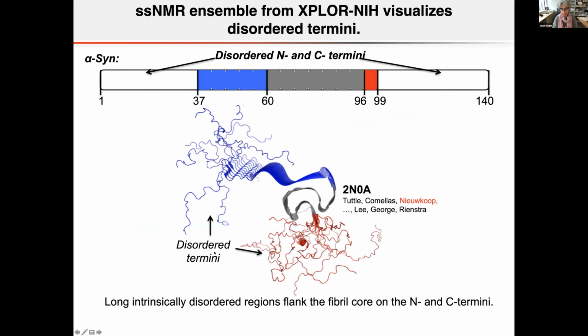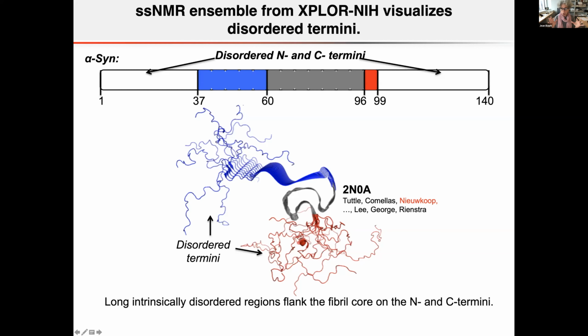But as Andy elegantly told us, if we look at the solid state NMR structure, which was solved by Chad Rienstra with Andy Nieuwkoop when he was in his laboratory, the solid state NMR ensemble is derived from computational approaches. And in these ensembles, we visualize the disordered termini. It's a different look, but a really important different look that I want to highlight: when you look at the solid state structure, you see this ordered region, the central core with the gray and the blue. But you also see these very floppy disordered termini.